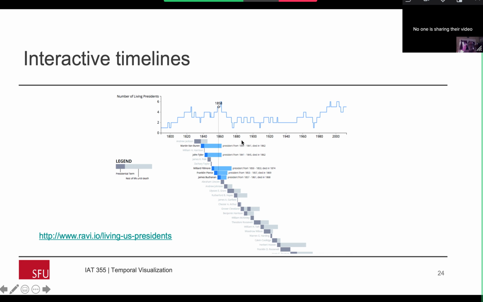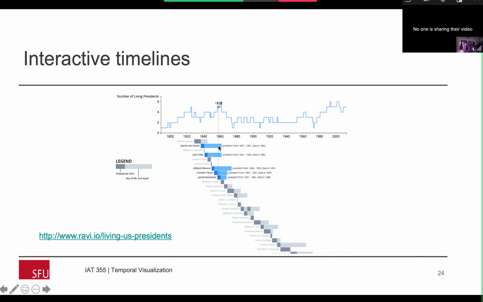You can see in the PowerPoint slot that we've got 1858 selected, and we can see Martin Van Buren, John Tyler, Millard Fillmore, Franklin Pierce, and James Buchanan were all alive at the time of James Buchanan's presidency. And you can see there's the URL, we can go and interact with that. So that's coordinating temporal interval views along with an aggregation of quantitative value, which is the number of former presidents who were alive at the time.